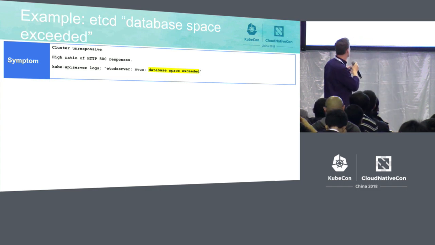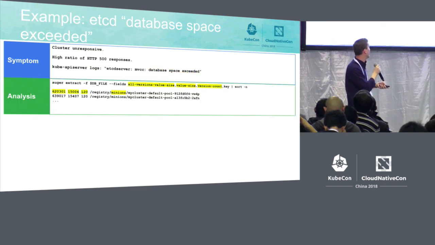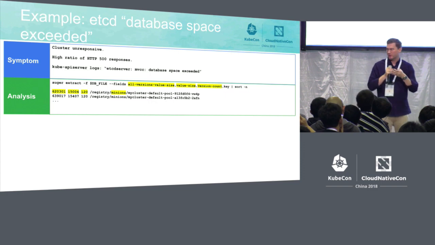So let's look at an issue. Here we've got a cluster that's become unresponsive, and we look at the logs, we see this etcd data space exceeded error. Some of you may have seen this one before. My favorite tool to diagnose these is called Augur. It's a tool that we've written in open source.